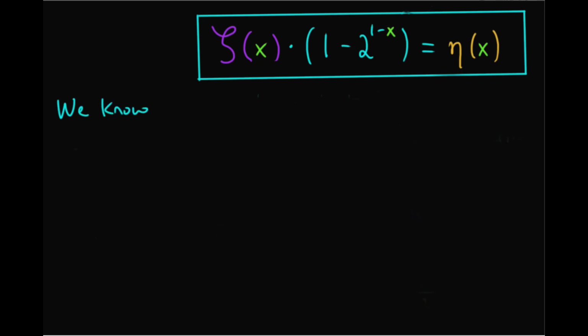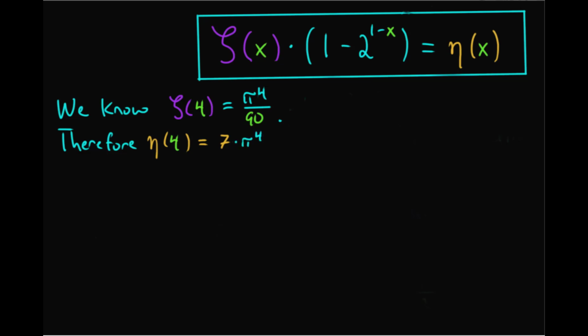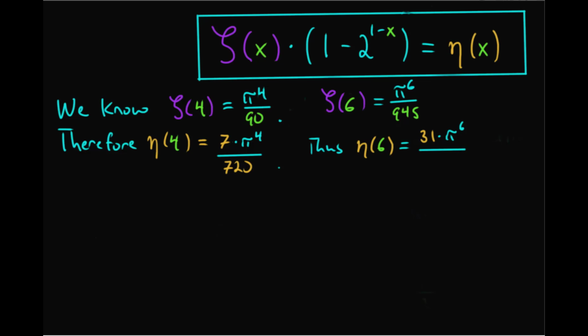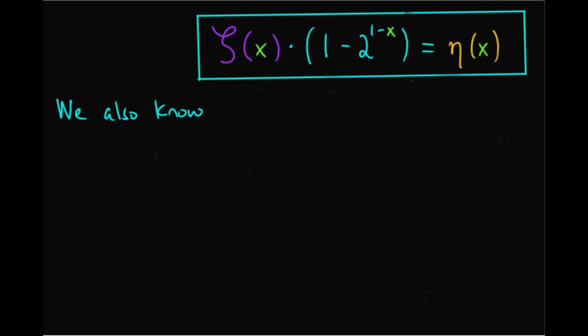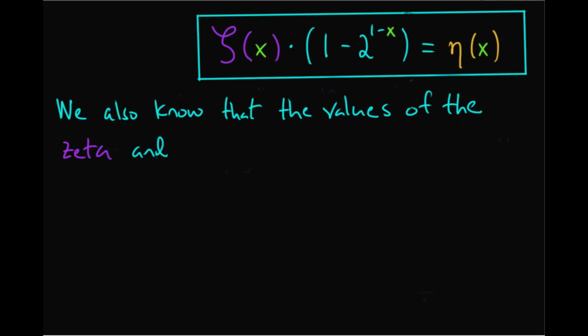We know that zeta of 4 equals pi to the 4th over 90, and therefore plugging in 4 into our formula, we find that eta of 4 equals 7 times pi to the 4 over 720. We know that zeta of 6 equals pi to the 6th over 945. Therefore, plugging in 6 to our formula, we find that eta of 6 equals 31 times pi to the 6th over 32 times 945. So again, you can watch my video on the Basel problem to see how those values were first computed by Euler, and it's pretty amazing how he did it.